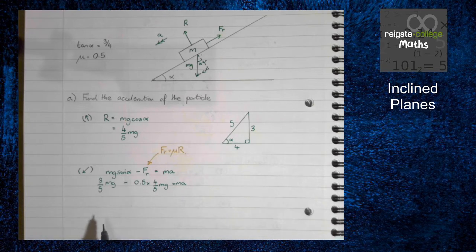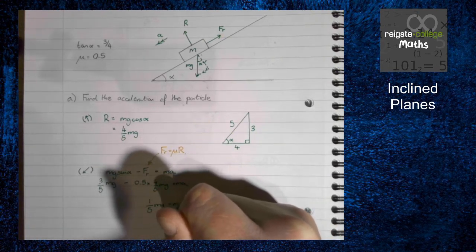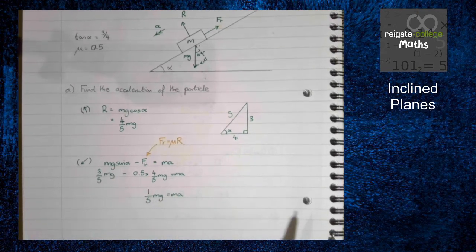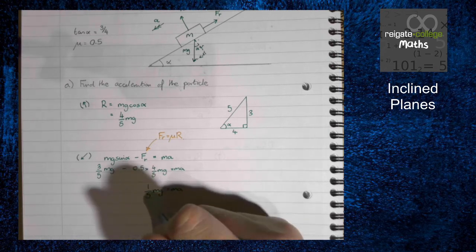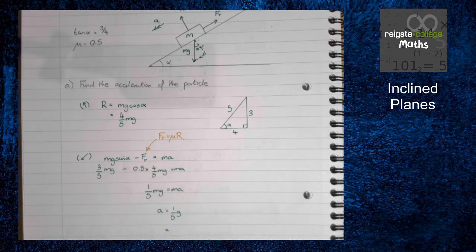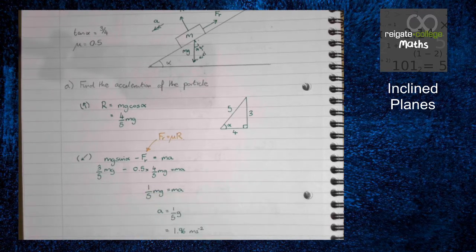Now we can tidy this up a little bit. We can see 3 over 5 mg minus 2 over 5 mg. We get a fifth mg is ma. And now can you see why I left everything in there? I didn't work out various numbers. I could have done, but it just meant we had to write less down. The m's cancel, so we know a is 1 over 5 times 9.8, which we just work out on our calculators to get 1.96 meters per second squared.